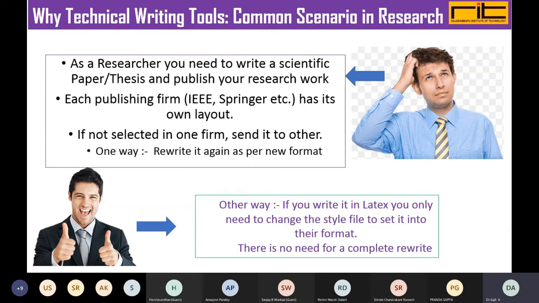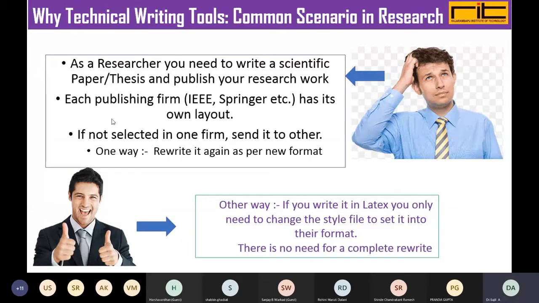these journals have their own formats for publishing the articles. Suppose we are going to publish an article in IEEE and we have submitted that paper, but after 2 to 3 months, we get the reply that your paper is not accepted or your paper is rejected. So again, you need to publish that article somewhere else. If it is not selected, one way is that you need to rewrite this article again as per the new format where you need to submit that document.